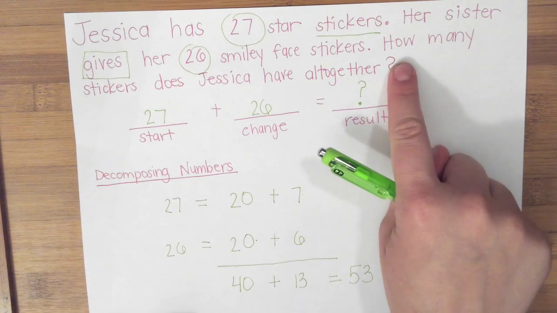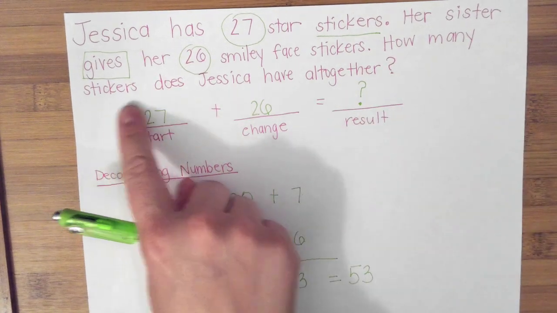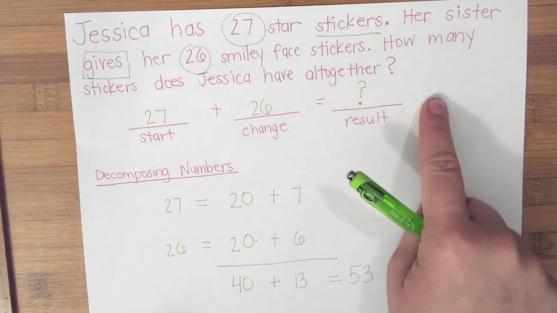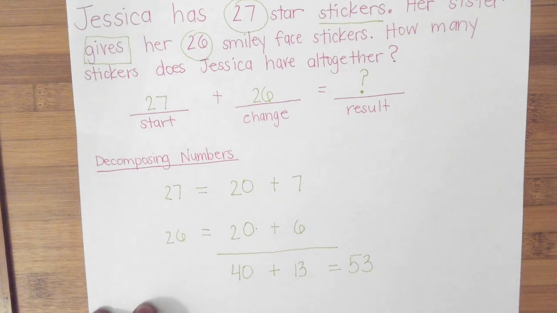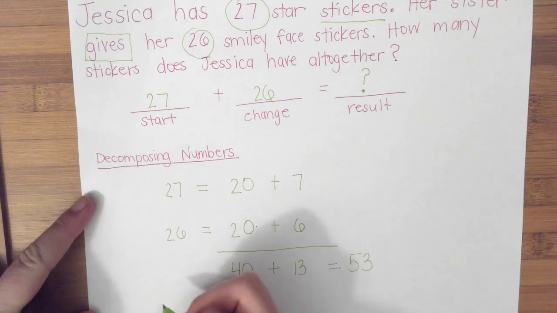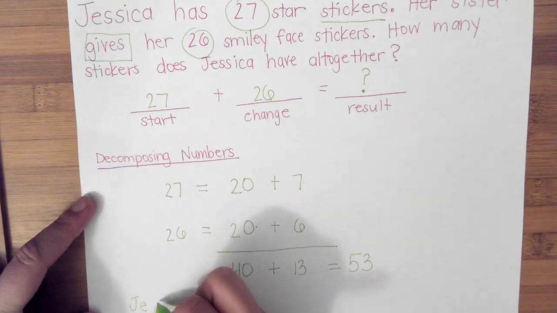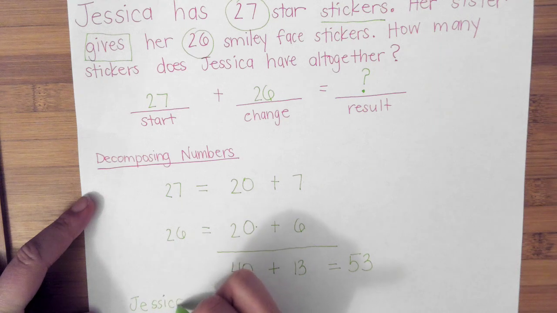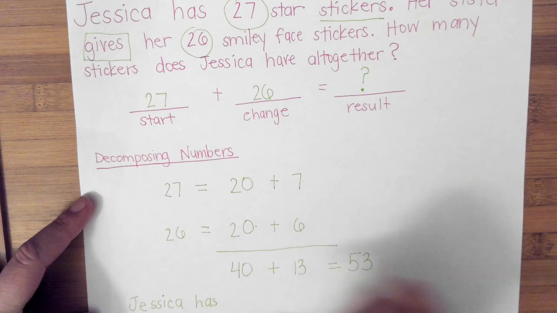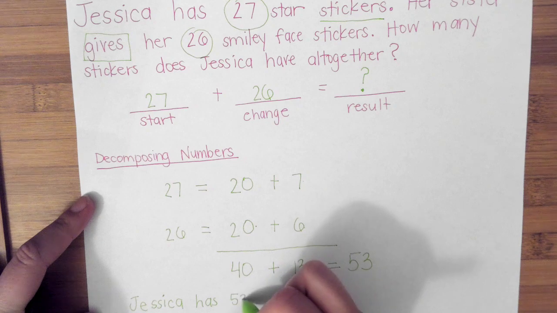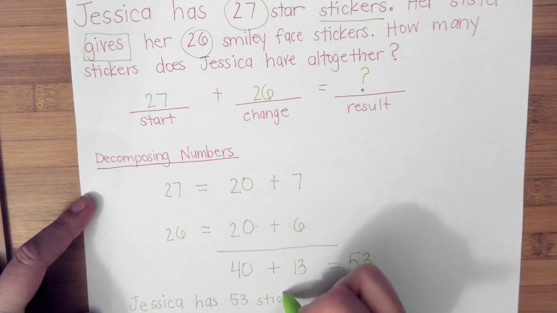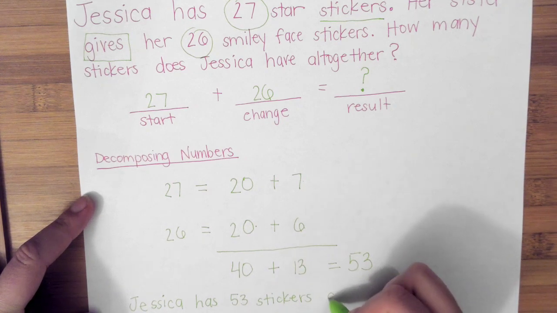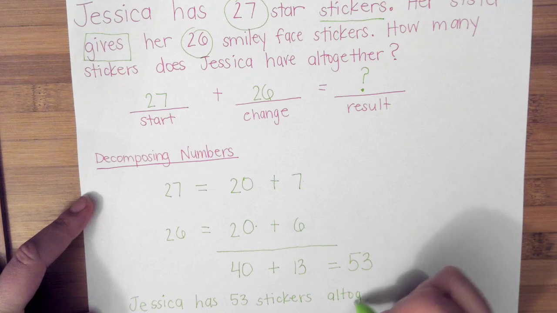So if I were to go back and answer this question, how many stickers does Jessica have altogether, I would go back and write a sentence, and I would say, Jessica has 53 stickers all together.